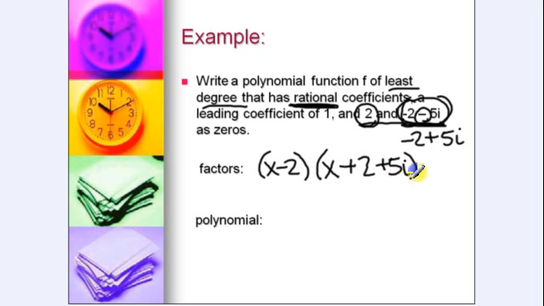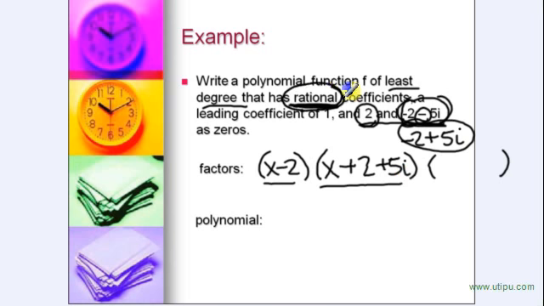Then my third factor comes from this zero. Notice if I stopped there and just multiplied these together, I would still end up with imaginary numbers in my solution, which my polynomial should not have any imaginary numbers in it. They should all be rational coefficients. So I need to include this in a factor as well. So x minus negative 2, so plus 2, and then minus a positive 5i, so minus 5i.